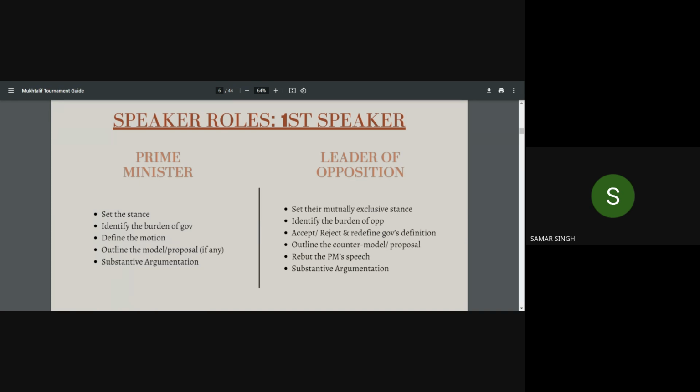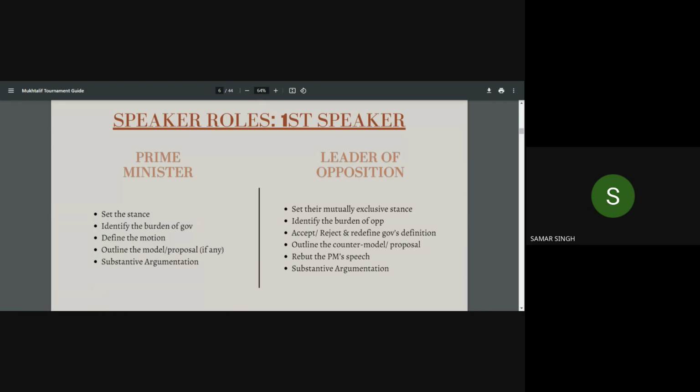Now, what is the definition? Basically, the definition of plastic, what banning looks like, what is the usage of plastic. These are the definitions of the motion. And I don't think the government will give a very wrong definition. So in most cases, yes, the definition is true.